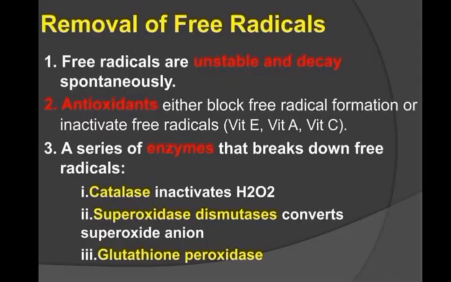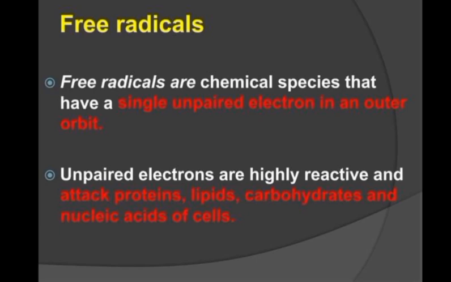Remember how we can remove free radicals. Free radicals are unstable and decay spontaneously. Antioxidants block free radical formation or inactivate free radicals. A series of enzymes break down free radicals: catalase inactivates H2O2, superoxide dismutase converts superoxide anion, and glutathione peroxidase also helps.